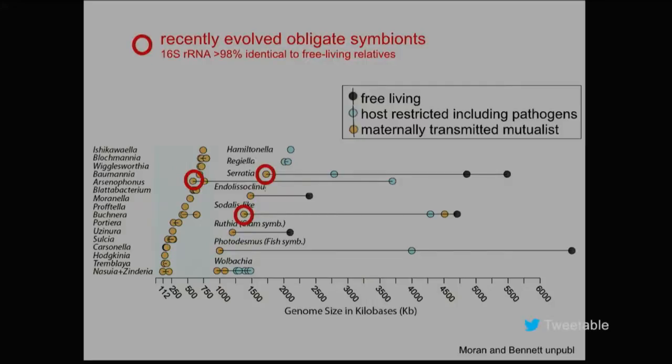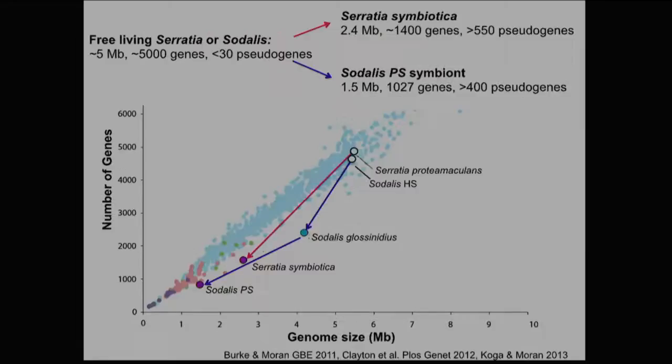Here's a few cases where if we look at the 16S genes, here's a Serratia symbiotica, the 16S is very, very close, just a couple percent different from free-living Serratia, suggesting that it's a rather recent divergence, and that's the same for a couple of other cases. And so we can look at these genomes and say, what does it look like in the early stages before you have this extreme reduction? And this is just showing a couple of them.